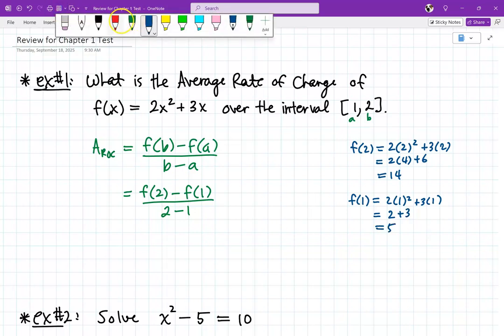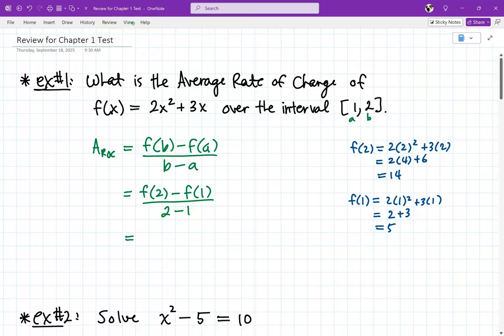Okay? So let me plug that into my equation. Okay, f of 2 was 14 minus f of 1 was 5. 2 minus 1 is 1. 14 minus 5 is 9. Okay, 9 divided by 1 is 9. So my answer is 9.